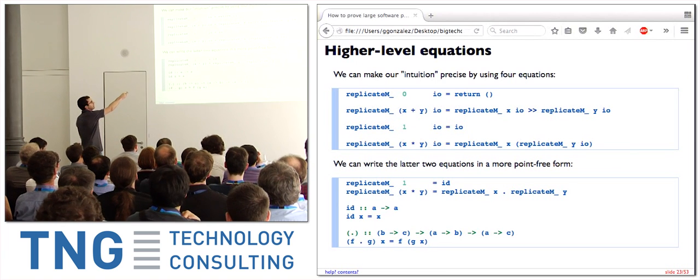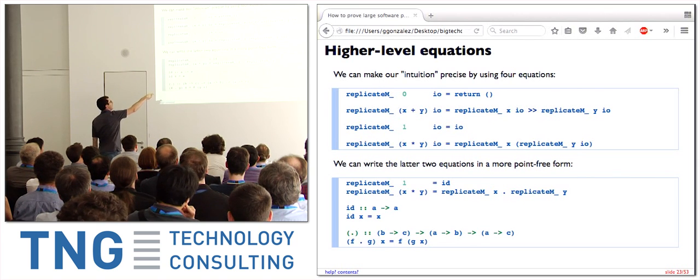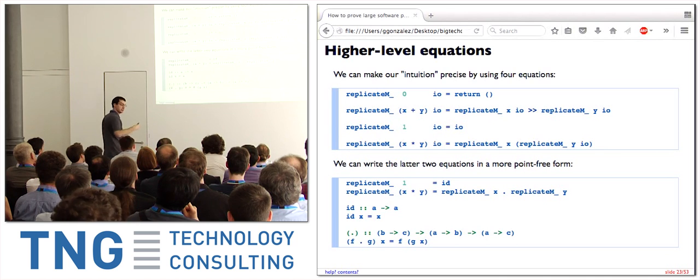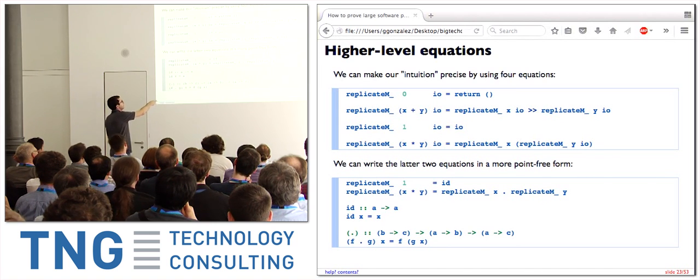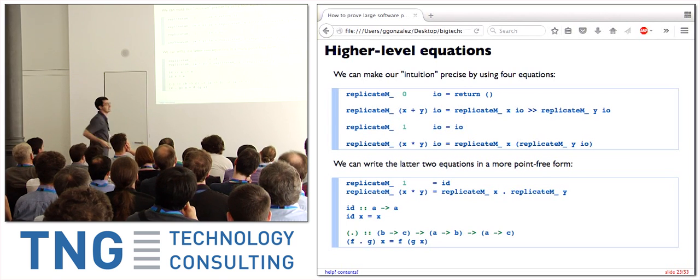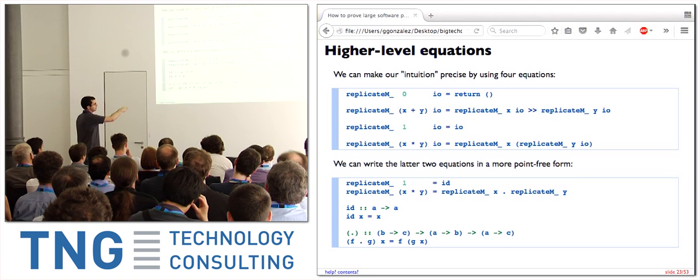We can also take these last 2 equations and write them in a more point-free form. We don't necessarily need to provide all arguments to the replicateM function. Haskell lets you apply arguments incrementally, partially. So I can say, if I repeat something 1 time, it's the identity function on an IO action, where identity is a function that takes any value x and returns back that x. And if I repeat something x times y times, it's composing 2 functions, repeat x and repeat y, where function composition is the same as mathematical function composition. f . g is a function that takes an x and then returns f applied to g applied to x. And this is valid Haskell code.